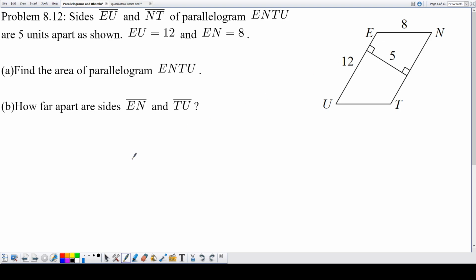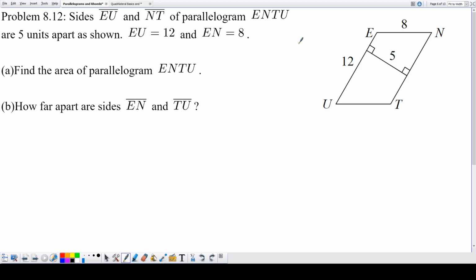Hello. So, problem 8.12 says that the sides EU and NT of a parallelogram ENTU are 5 units apart as shown. EU is 12, so just this short segment here is 12. EN is 8. So, find the area of the parallelogram ENTU and how far apart are the sides EN and TU.